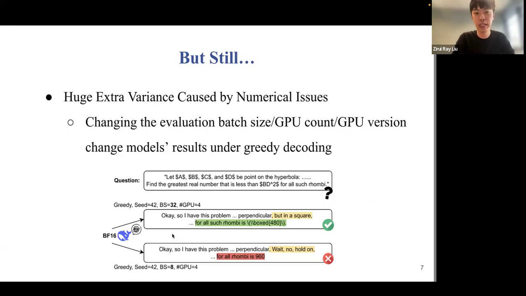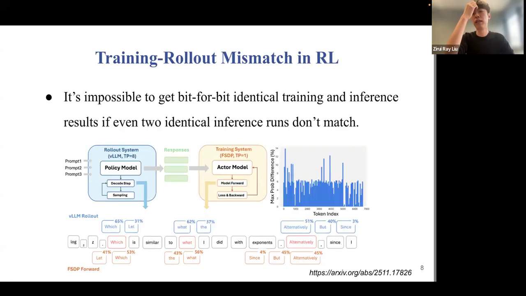So this illustration example is that for the DeepSeek reasoning model, if you change the evaluation batch size from 8 to 32, it actually will flip your final answer, even if you use greedy decoding. Greedy decoding means you deterministically pick the next token with the highest probability. So ideally, greedy decoding should be deterministic. That means no matter how many trials you run, the final result should be the same. But in practice, this is not the case because of the numerical issue. And this is the problem with inference.